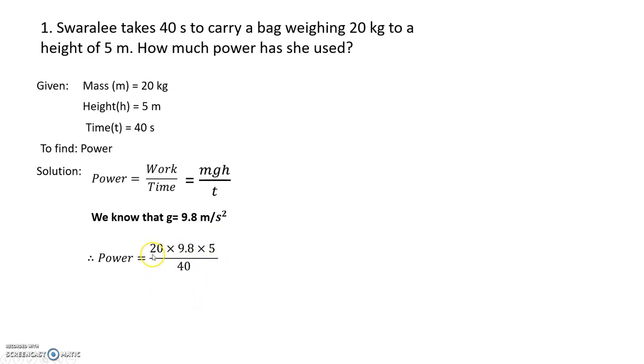Now you all know 2 ones are 20, 2 twos are 40. So now let's see 9.8 and 2, both are divisible by 2. So 2 ones are 2 and 2 into 4.9. Now 4.9 into 5, when you multiply, you'll get 24.5. That means power Swaralee used is 24.5 watt.